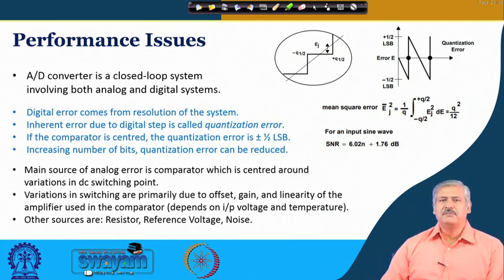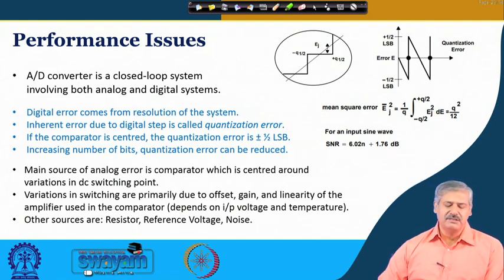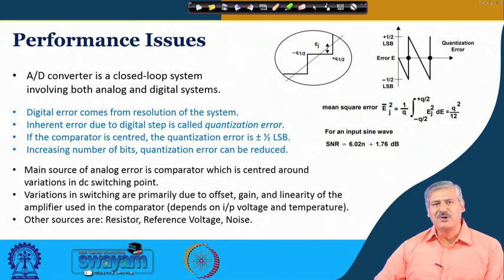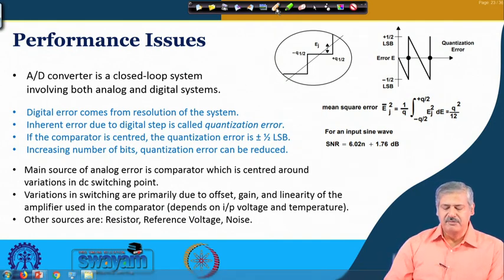Now, when you talk about performance issues, and we have been discussing ADC in the last two classes, we had seen that ADC is a closed loop system. So, it has both analog components and digital components, isn't it? So, the error will be contributed by both of them, and the digital part of the error mostly comes from what is known as quantization.